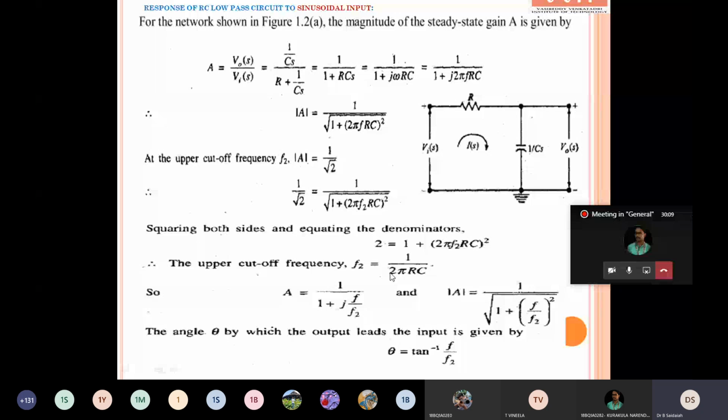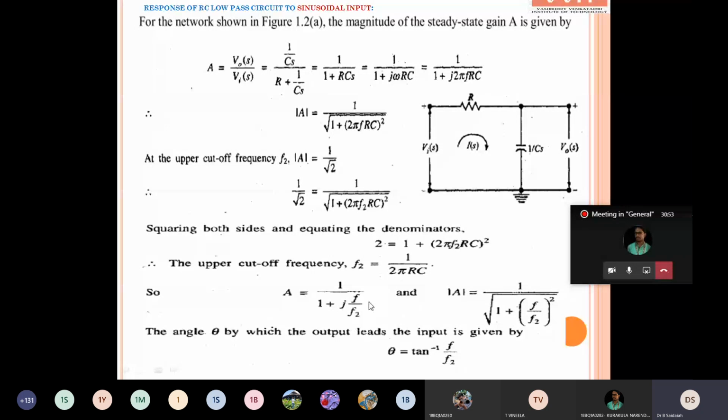Now the f value is varying, so the gain is also variable. And next, the modulus of A. Now applying modulus on both sides, you get 1 by, in the denominator, this is a complex number, so applying square root of real part square plus imaginary part square, that is (f by f2) whole square. And next, what is the phase angle of the gain? So we know that x plus iy will be there. Phase angle theta equal to tan inverse of y by x, tan inverse of imaginary part by real part. Here also, is theta equal to tan inverse of real part or imaginary part? Imaginary part by real part.